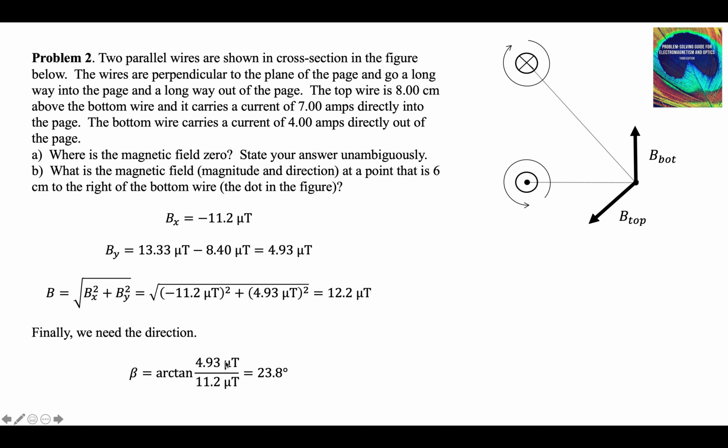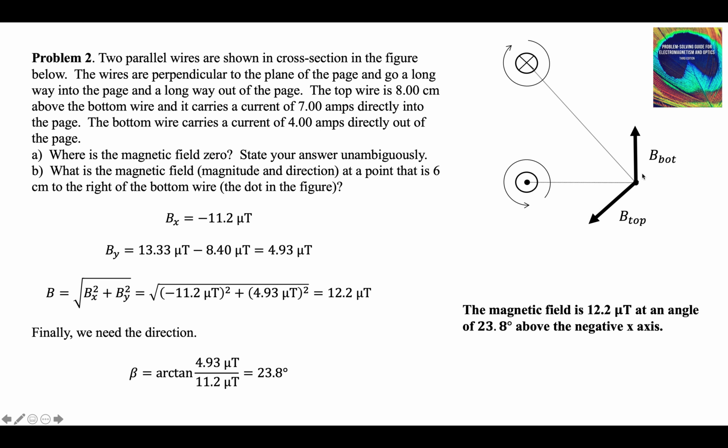The y is plus 4.93. The x is 11.2 that way, to the left. The angle is 23.8 degrees. So the answer is the magnetic field is 12.2 microtesla at an angle of 23.8 degrees above the negative x-axis.